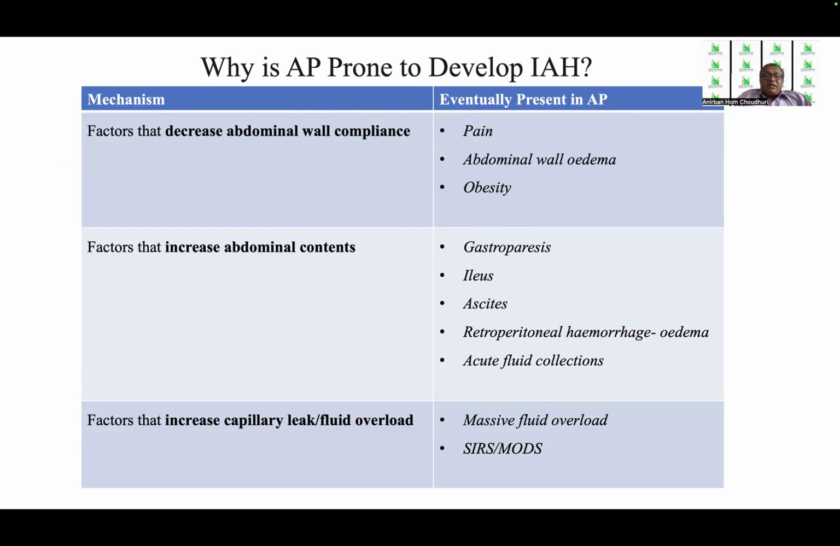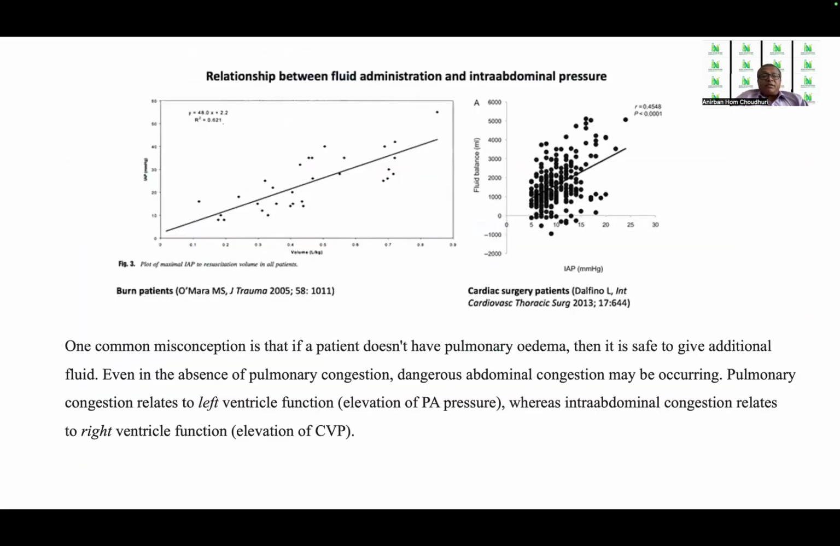Two, there are factors that increase abdominal contents. So gastroparesis, ileus, ascites, retroperitoneal hemorrhage leading to edema, and acute fluid collections all increase the abdominal contents, for which the patient develops intra-abdominal hypertension. And the third mechanism is the factors which increase capillary leak or fluid overload. This includes massive fluid overload and also multi-organ dysfunction.